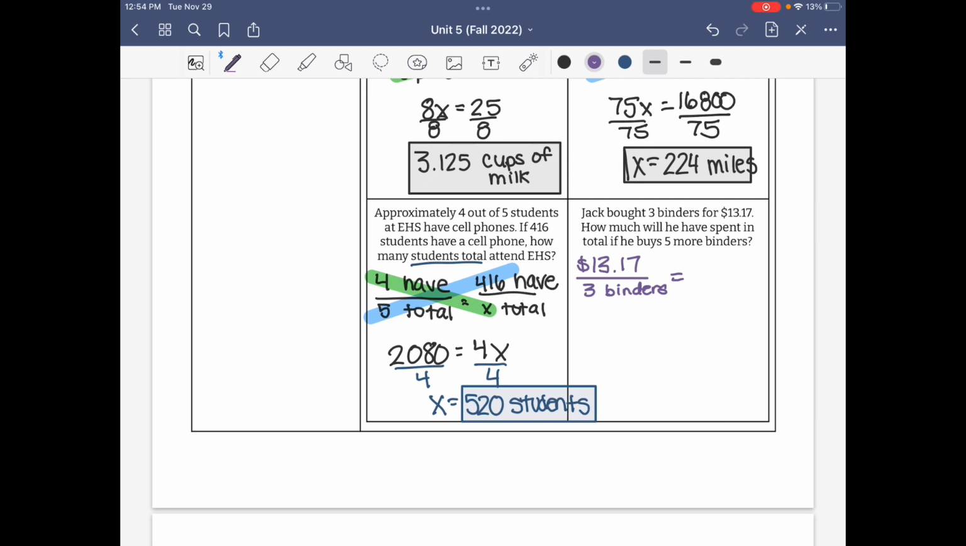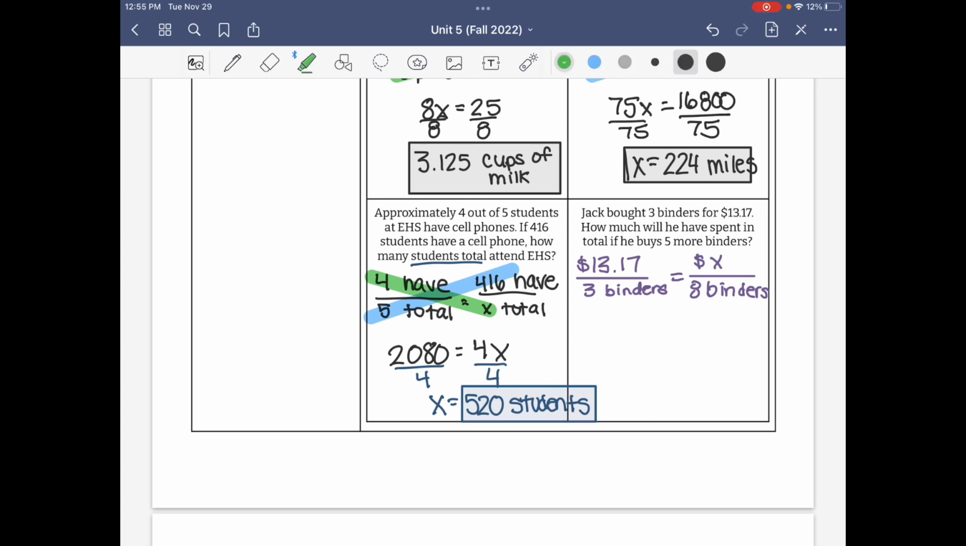Then it asks, how much money will he have spent in total if he buys 5 more binders? So, side question, if he buys 5 more binders, how many binders will he have bought total? 8 binders. So instead of putting the 5 more binders that he's buying down here, I'm going to put 8 binders because it wants to find out how much he will pay in total if he buys 5 more. And we don't know how much he's going to spend yet.